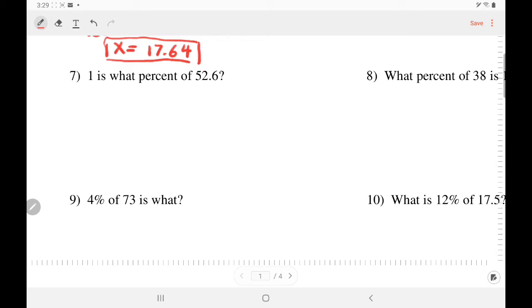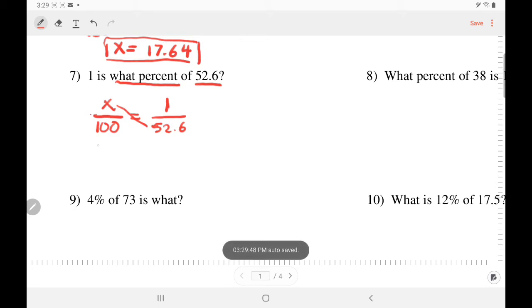Let's set up number 7. Remember, it's always some percent equals is over of. I'm ignoring the 1 temporarily, and I see the words what percent. So I know it means X over 100. Now I'm going to look for is over of. I see 1 is, so 1 is the is. And I see of is 52.6.